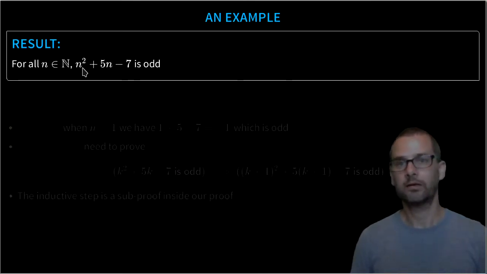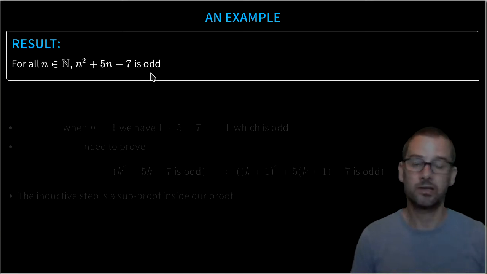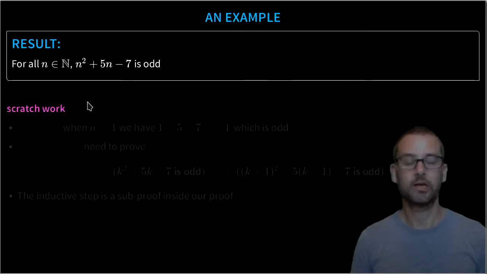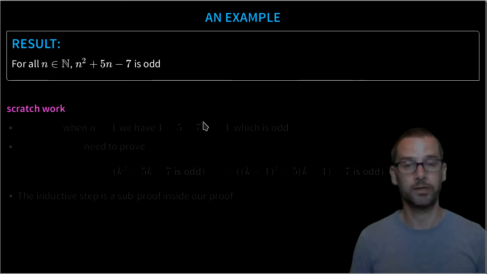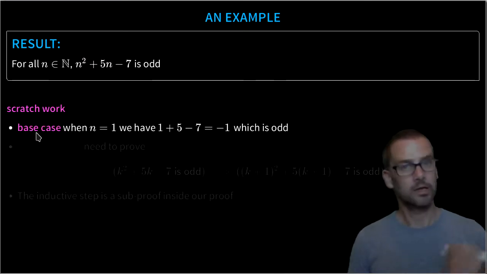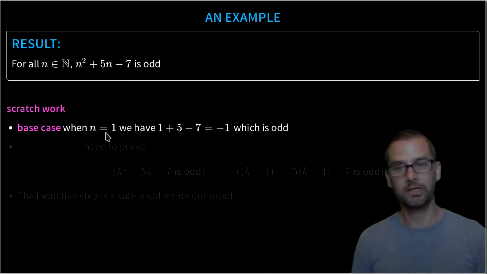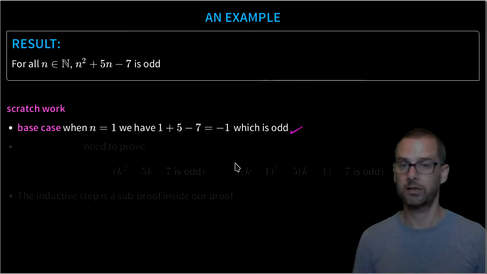So here's an example. For all n, n squared plus 5n minus 7 is odd. We could prove this using a proof by cases, but let's prove it by induction. Let's muck around first, do some scratch work to get a feeling for what's going on, and then put things together. Induction tells us we have to split our proof into two separate pieces. For the base case, we just check what happens when n equals 1. That's easy: 1 plus 5 minus 7 is minus 1, which is an odd number. So the base case holds.